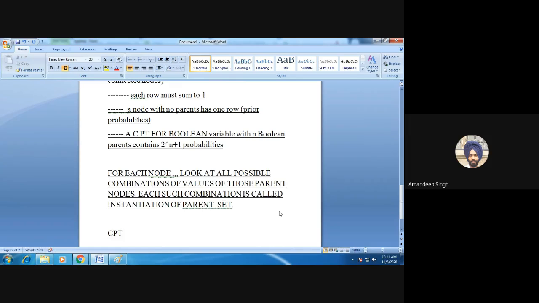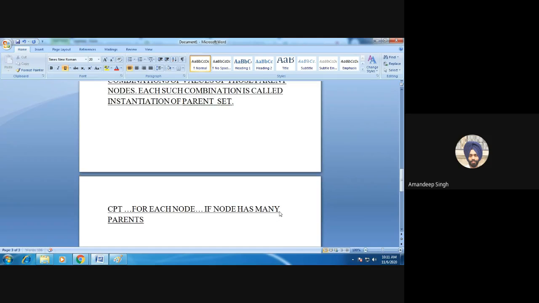And while building CPTs, for each node, if the node has got many parents, or if the parents can have a large number of values, then the CPT can be very large. It can be very large.